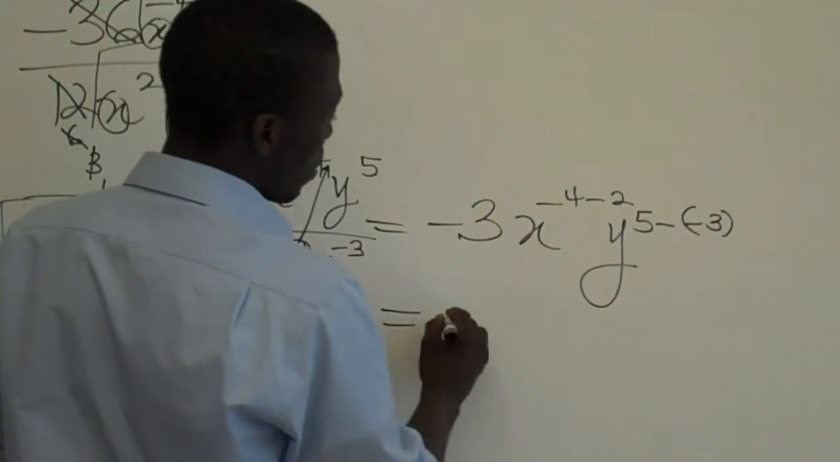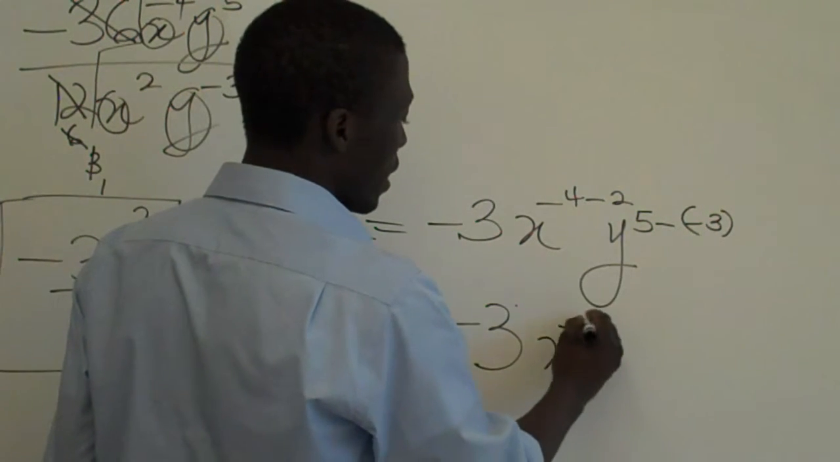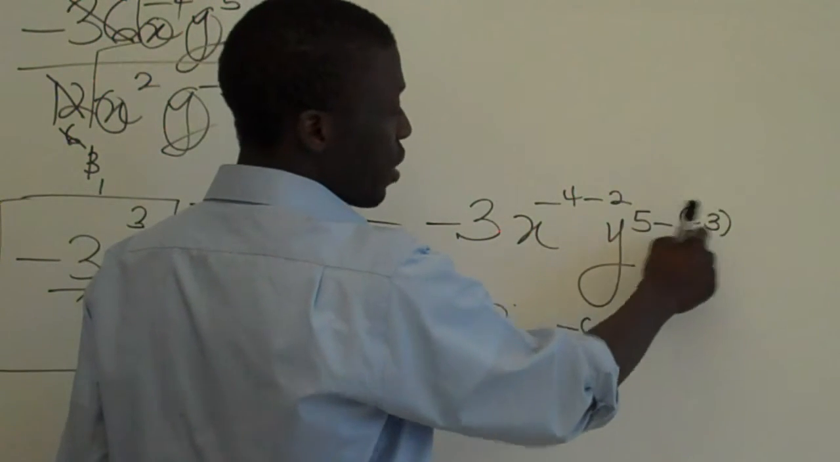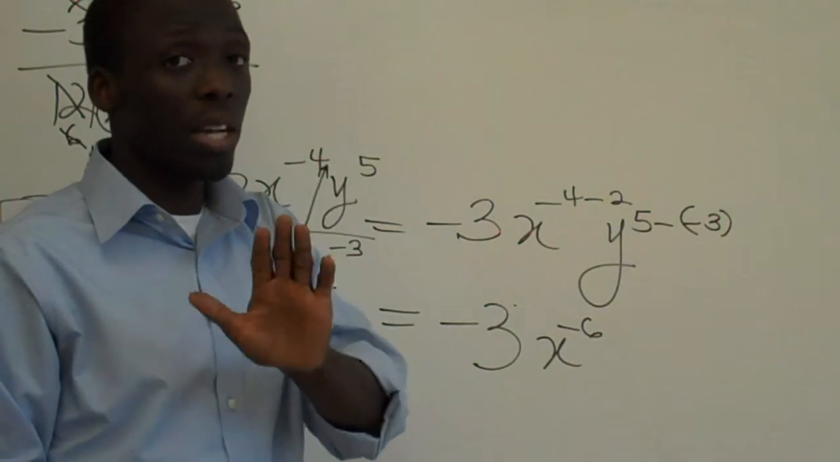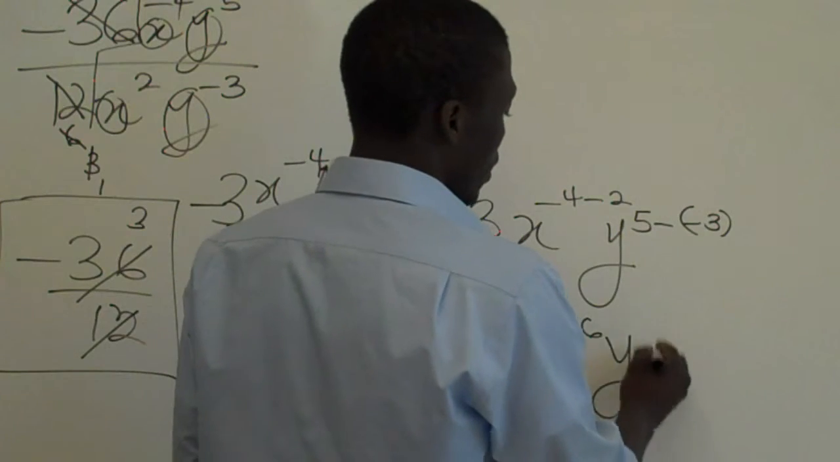And that's the same thing as minus 3 x to the minus 4 minus 2, which is minus 6, and then y to the fifth power minus minus 3. Minus times minus is plus. Plus times a minus is minus, but minus times a minus is plus. And so this becomes y to the eighth power.